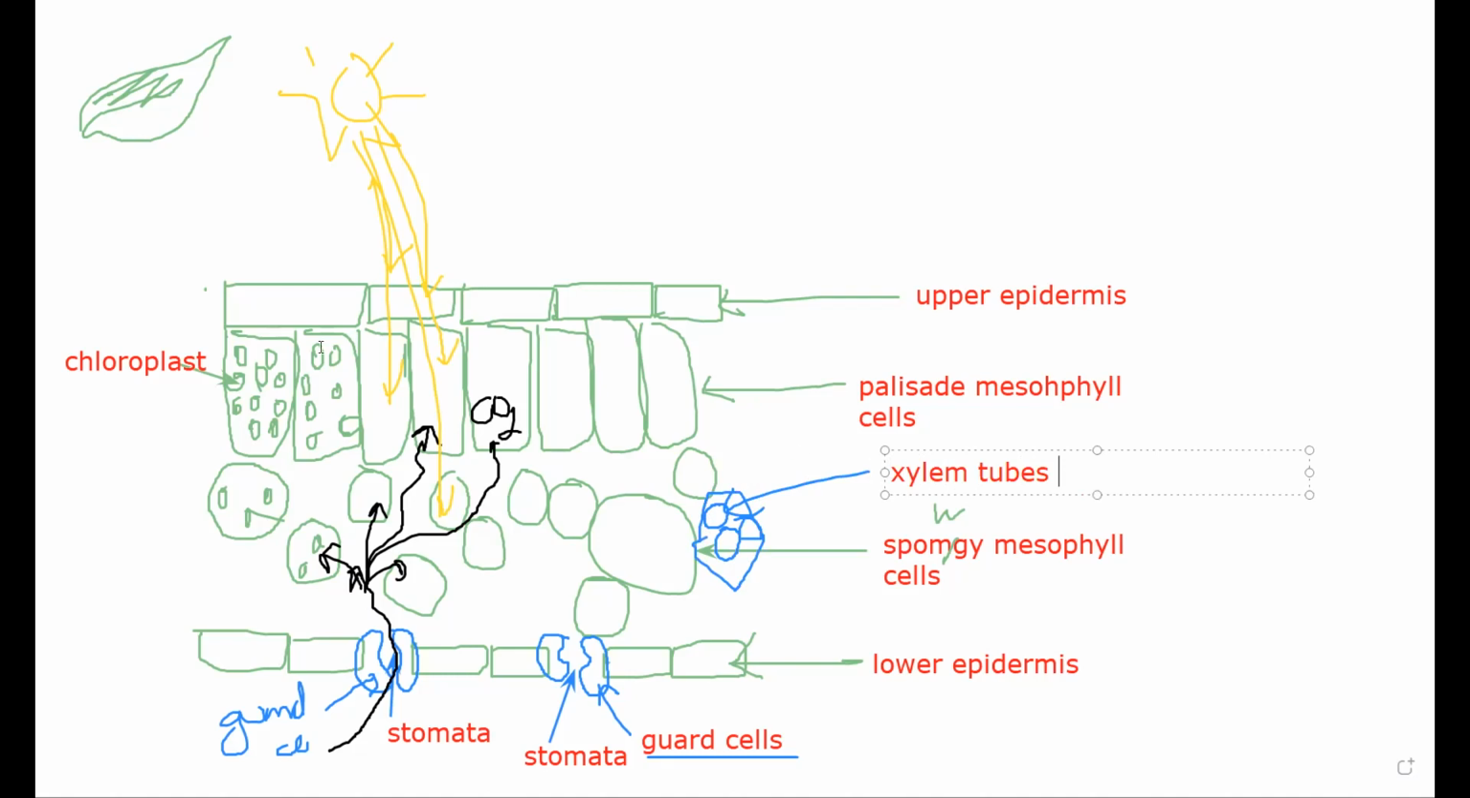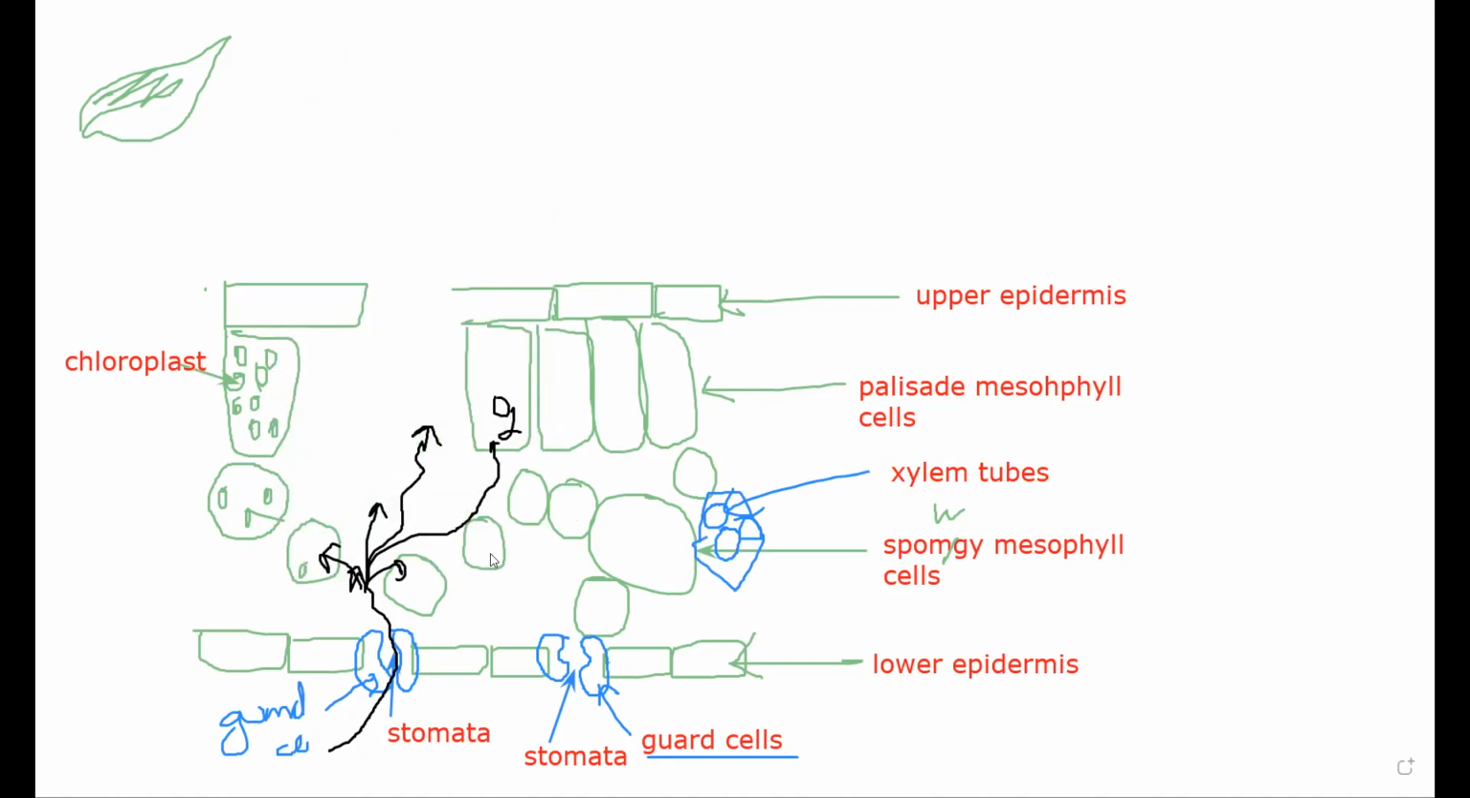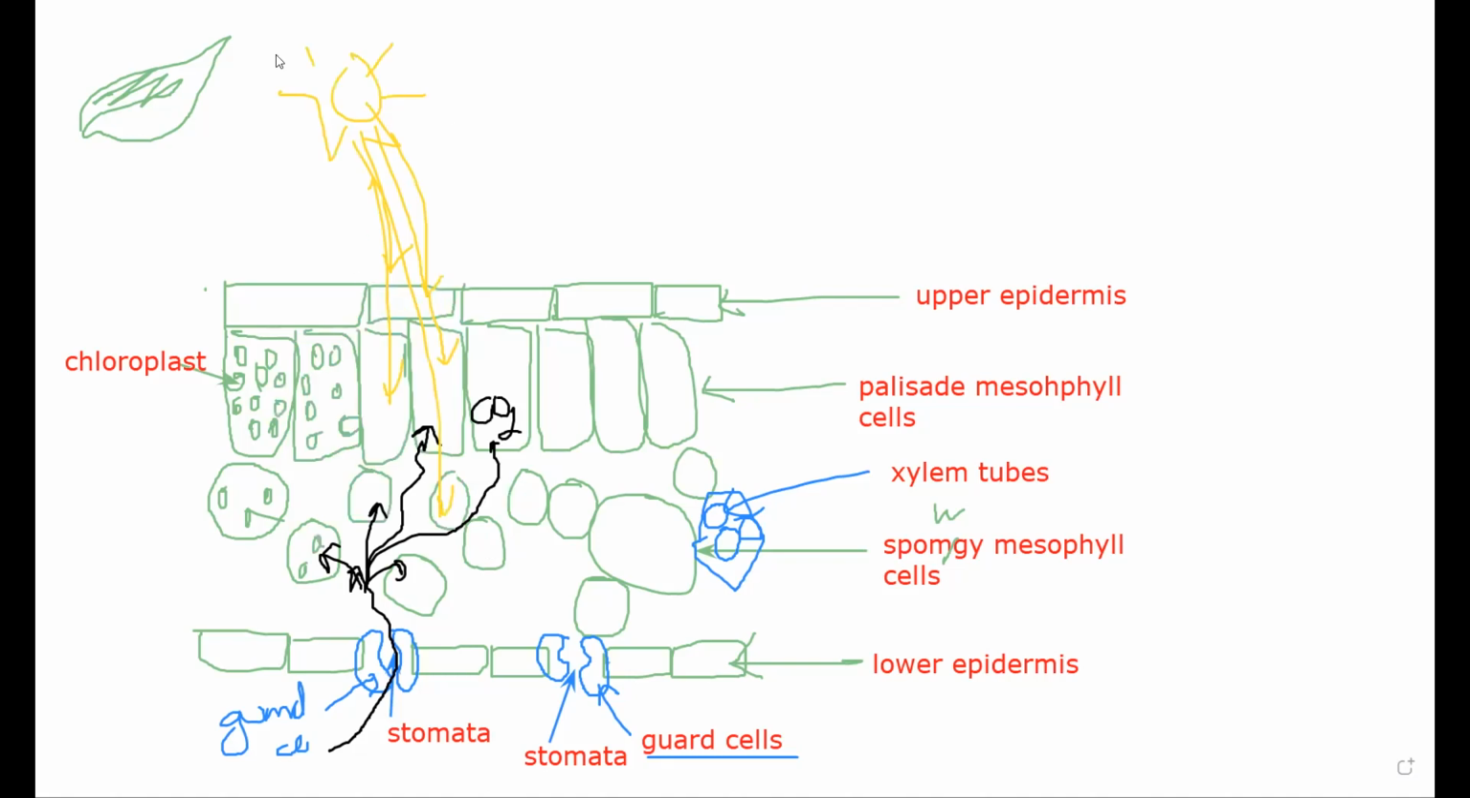Check the question we did and tell me. Xylem tubes, what is the function? Absorb sunlight. Oh no, that is chloroplast. The tube where water passes through, right?